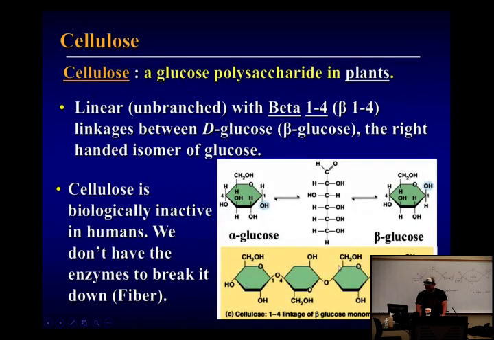CIS. C is in cat. I is in iguana. S is in snake. Those are the ones I use because I'm a biologist. Not Charlie. Alpha. It's alligator.